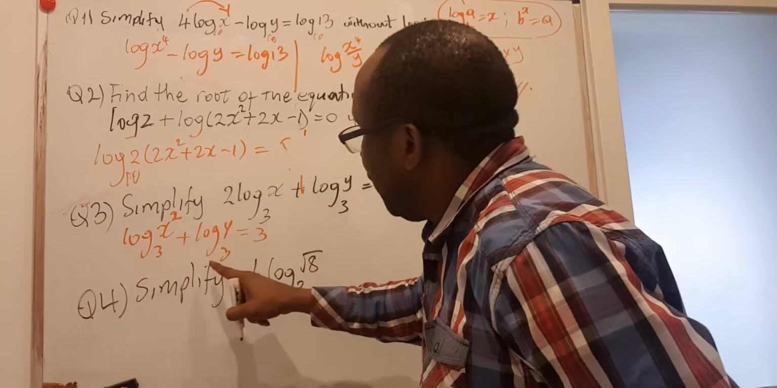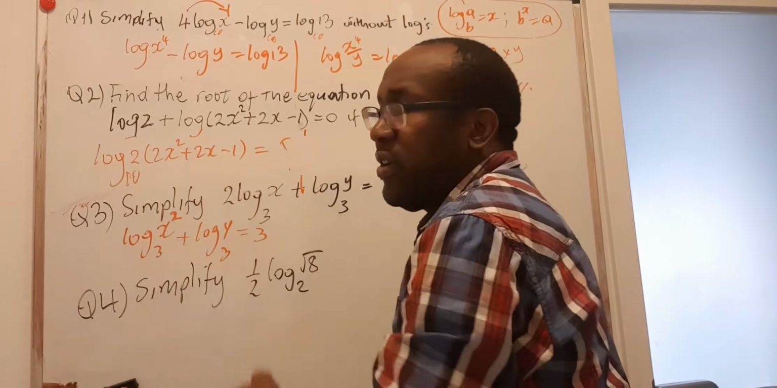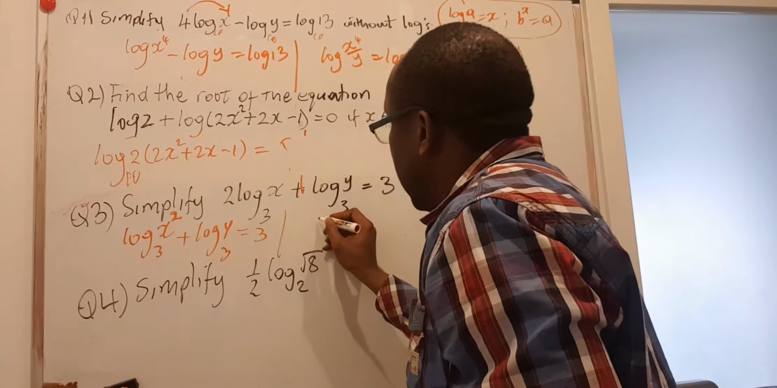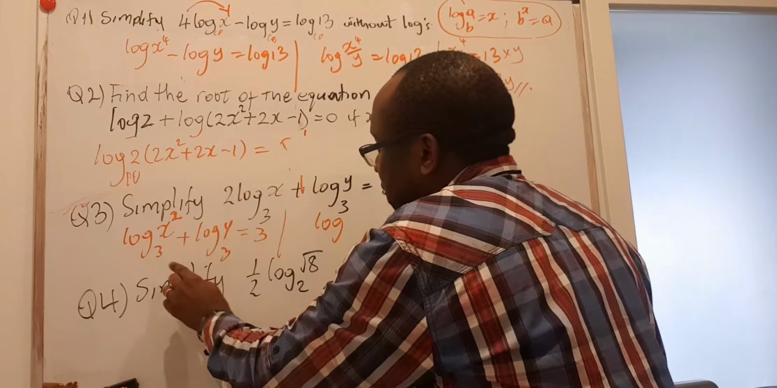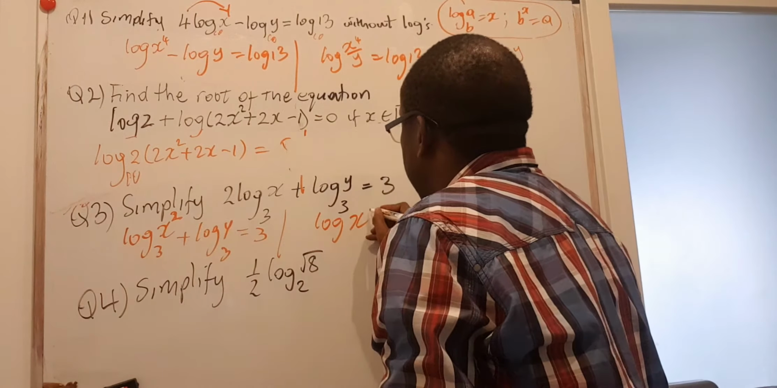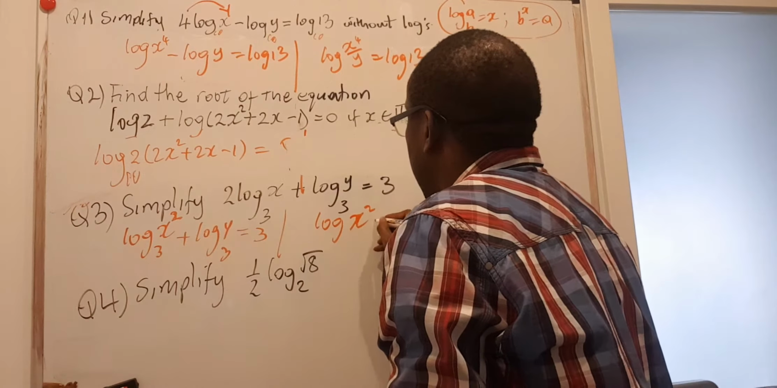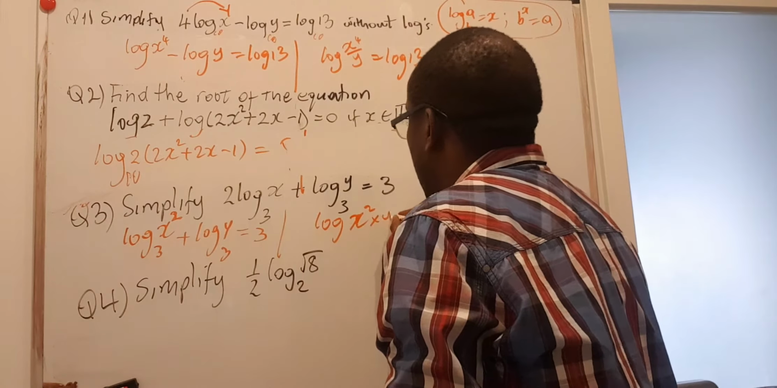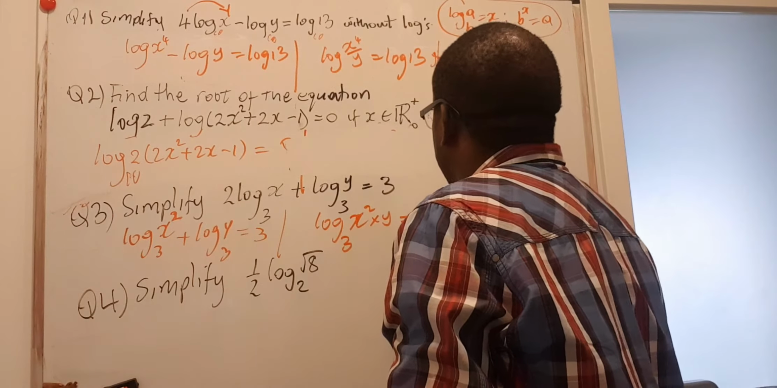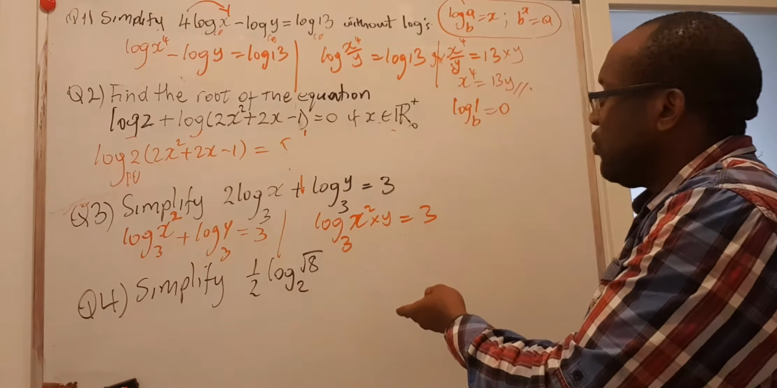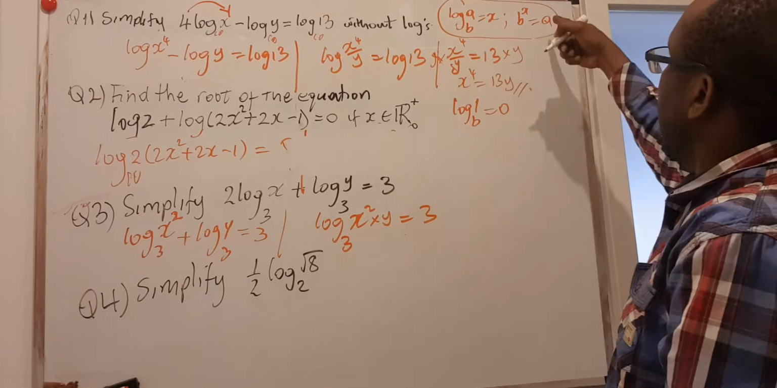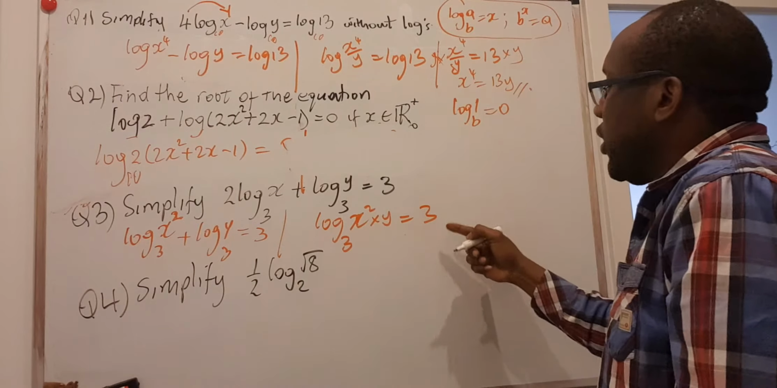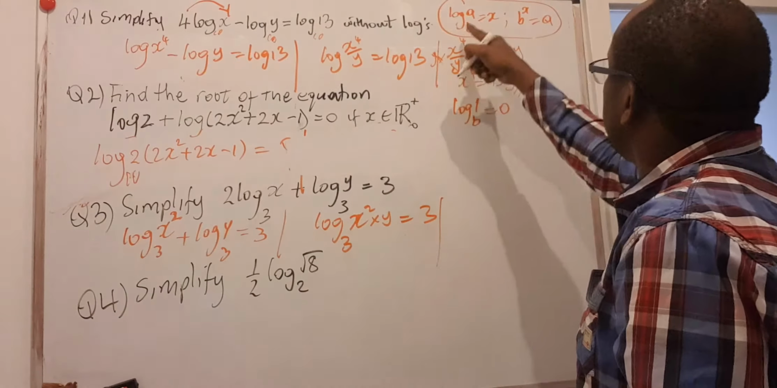So what we try to do first is to make sure that we have a single log on this side. If we do that, then I'm going to have log of, it's a sum here, so it's just the product of this, and they have the same base. So x to the power 2 multiplied by y to the base 3 is equal to 3. There are two things you can do here. Either we just convert this directly to an exponential, or we try to play around with the logs. I think the easiest one is that.